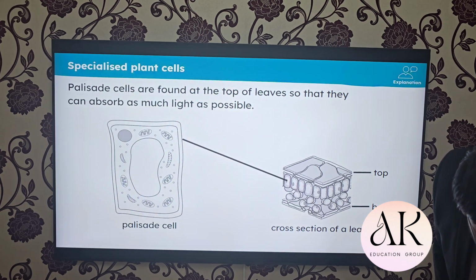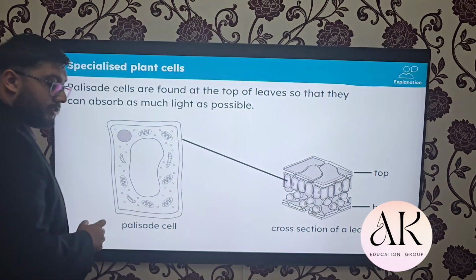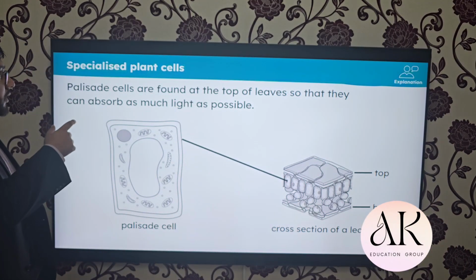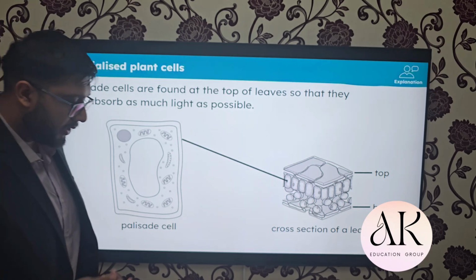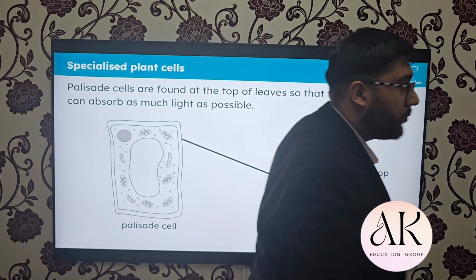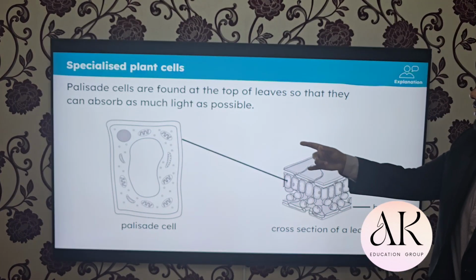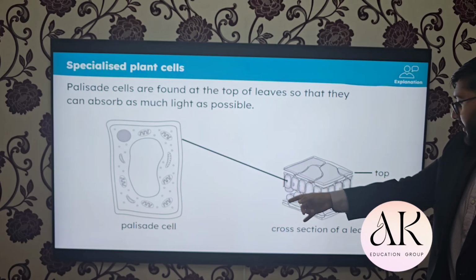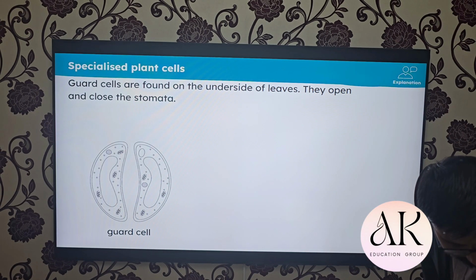Now, let's go into more detail looking at the palisade cell. The palisade cell is found at the top of the leaves so that they can absorb as much light as possible. What's the function of a leaf? Of course, it is to absorb light for photosynthesis, and that is done by the palisade cells. Okay, good stuff.